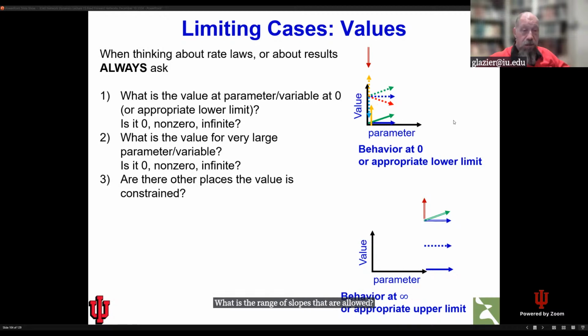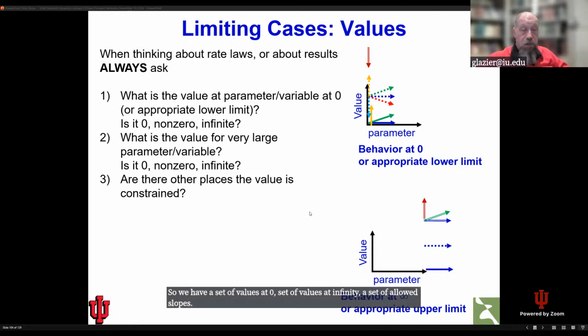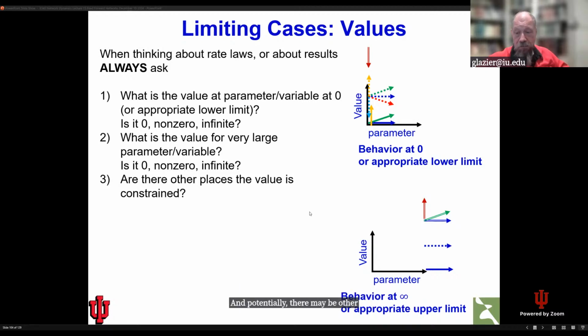And then similarly on the opposite side, on the positive side, for very large parameters or variables, is the value zero, non-zero, or infinite? So we have a set of values at zero, a set of values at infinity, a set of allowed slopes. And potentially there may be other things we know about the system which constrain us at other places too. But normally we know what happens. If there's no chemical, the rate of reaction has to be zero, for example. At infinite time, all of the chemical is used up, so the rate of reaction is zero, for example.